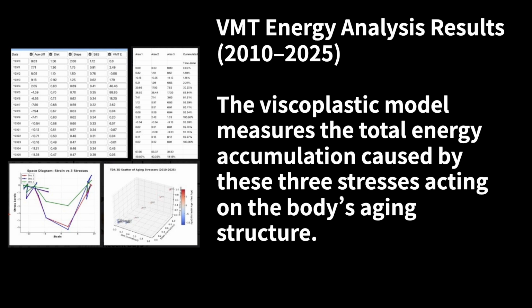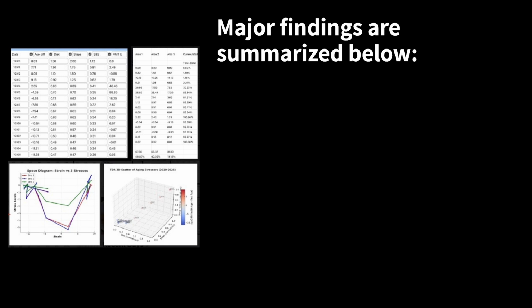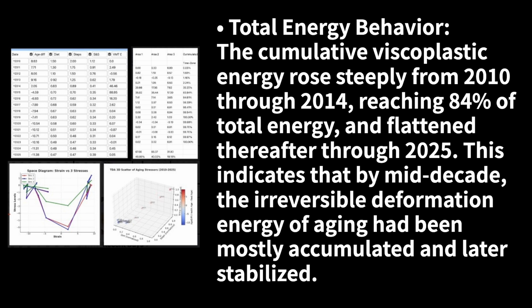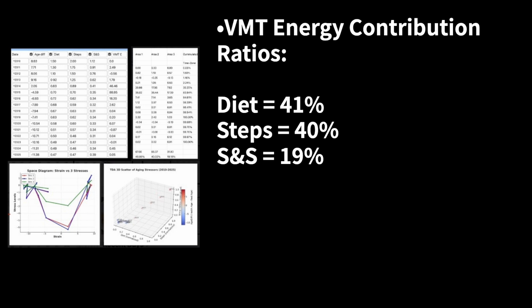VMT energy analysis results, from 2010 to 2025. The viscoplastic model measures the total energy accumulation caused by these three stresses, acting on the body's aging structure. Major findings are summarized below. Total energy behavior: the cumulative viscoplastic energy rose steeply from 2010 through 2014, reaching 84% of total energy, and flattened thereafter through 2025. This indicates that by mid-decade, the irreversible deformation energy of aging had been mostly accumulated and later stabilized. VMT energy contribution ratios: diet is 41%, steps is 40%, S&S is 19%.